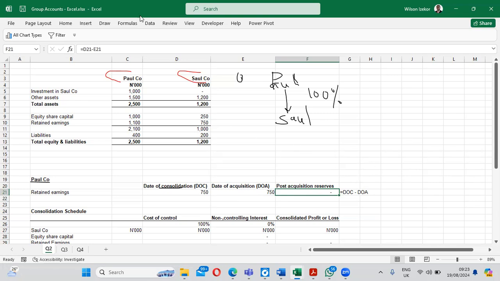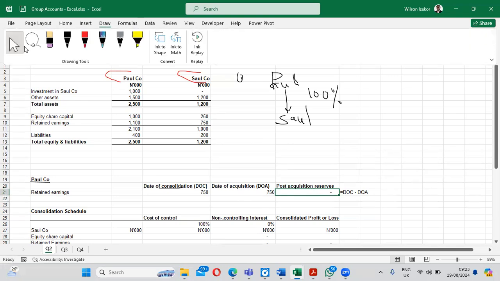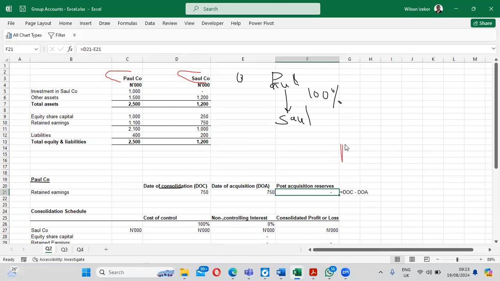Okay, so basically what we are saying is the reserves at the date.